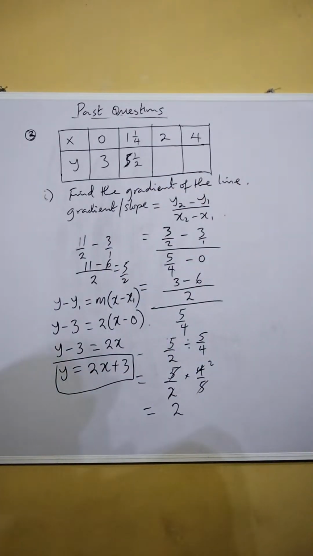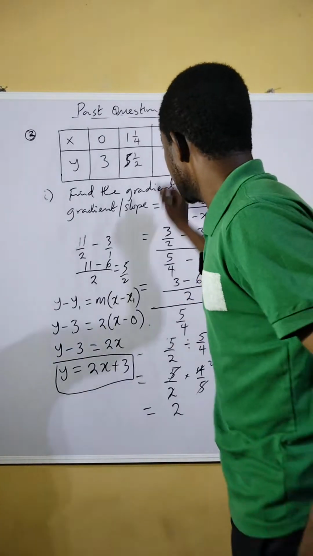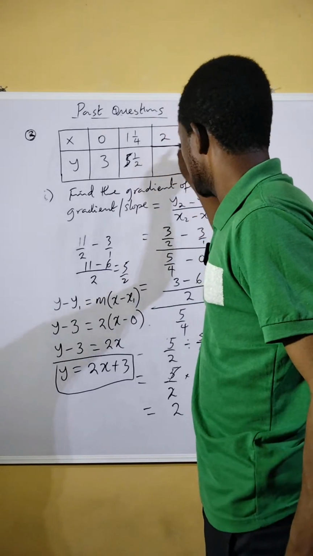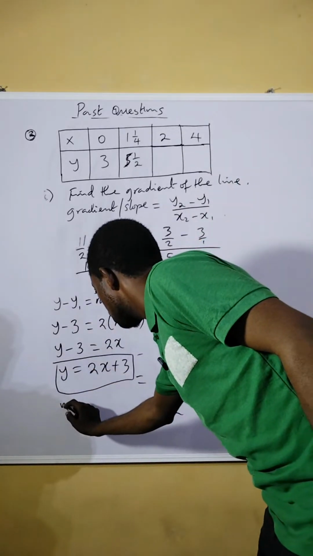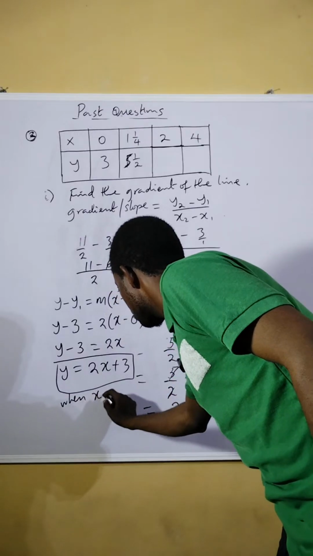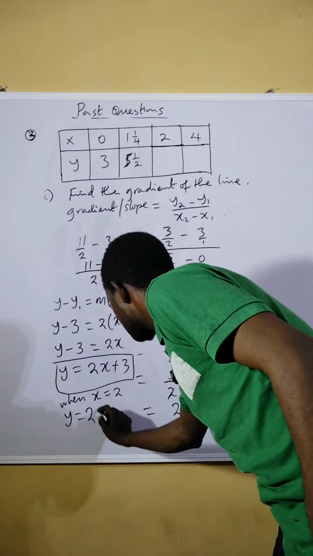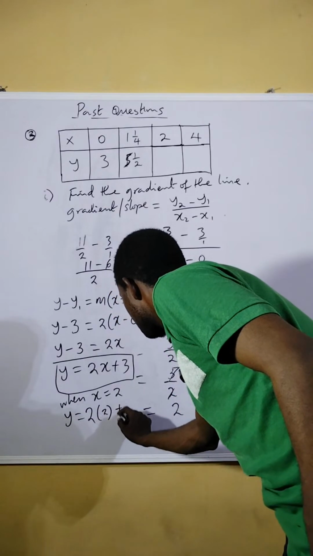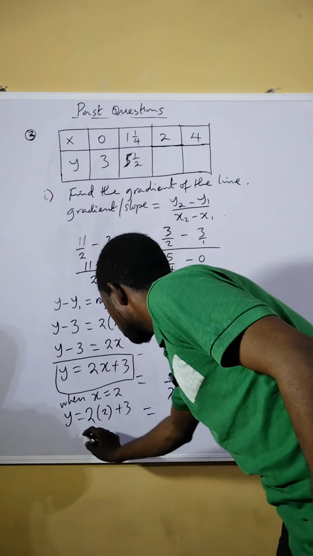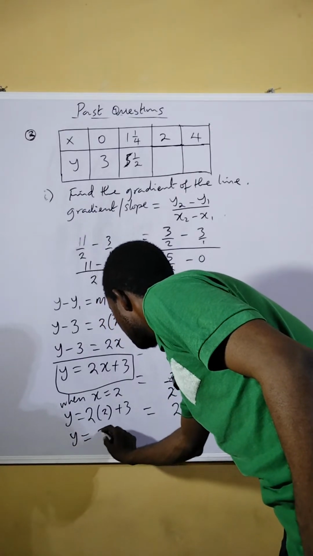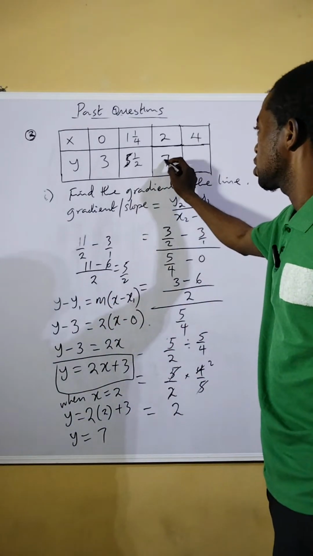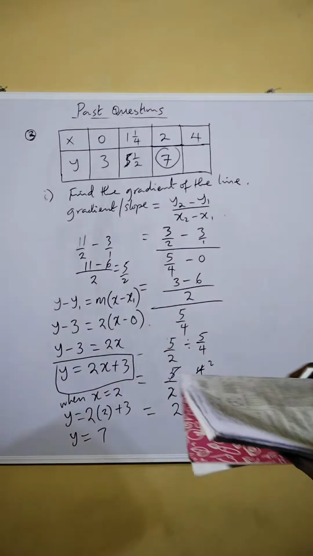So here we have the equation of the line. Then the second question says, find y when x equals 2. Easily, when x equals 2, we can get y. So when x equals 2, y will be equal to 2 times 2 plus 3. 2 times 2, that's 4, and 4 plus 3, that's 7. So here it will be 7. And that is that.